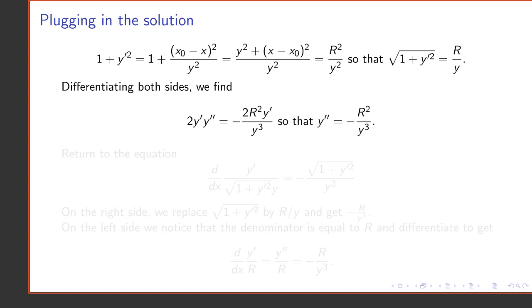Sorry, I was differentiating this. So that's where the r squared comes from. And it's differentiating 1 over y squared with respect to x that gives me minus 2y prime over y cubed. Cancel out the y primes, and I find a formula for the second derivative of y. It's minus r squared over y cubed.